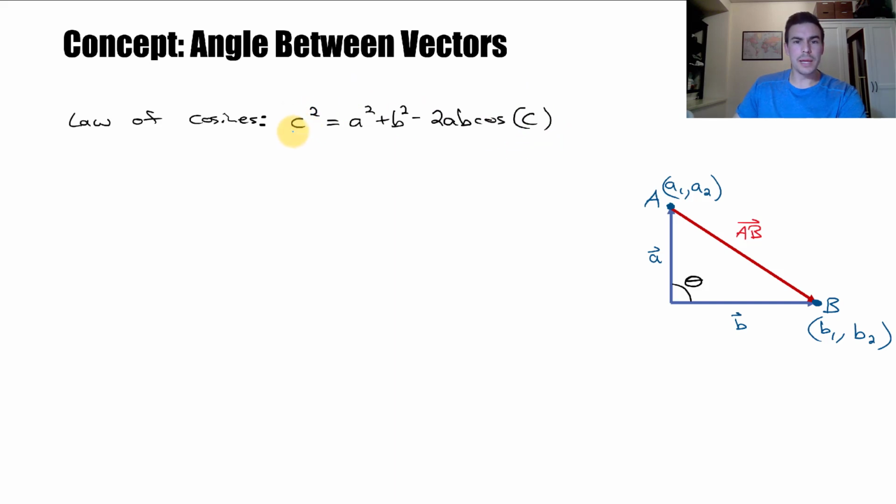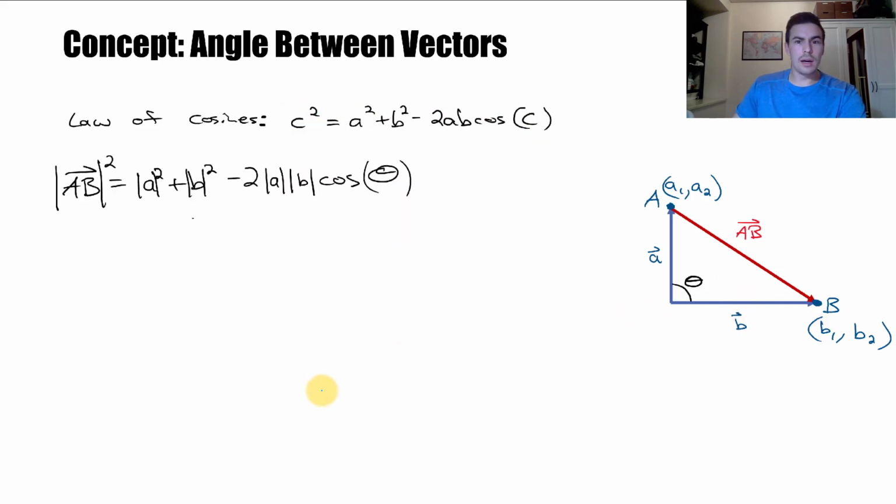So in this case, we've got this side here, the side AB, this vector AB. So we've got the magnitude of AB squared is going to be equal to the magnitude of A squared plus magnitude of B squared minus 2 times the magnitude of A, magnitude of B, times the cosine of theta. And again, theta is this angle opposite of AB here.